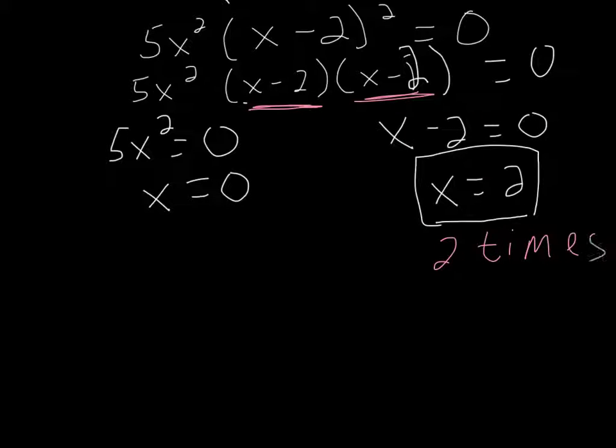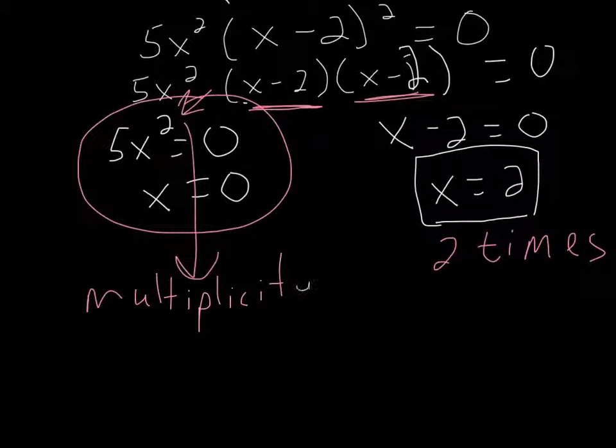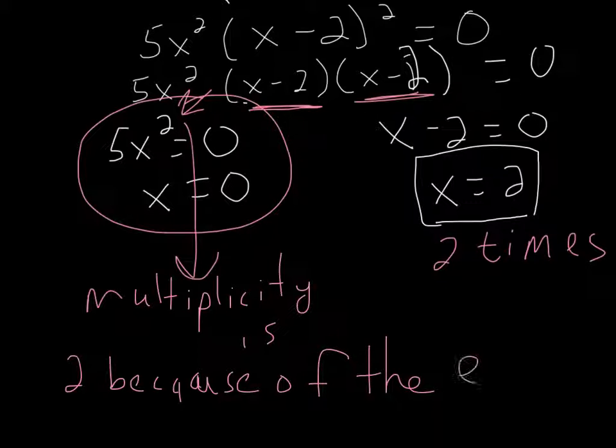Now this other thing I don't think anyone got. Actually, one person did. I can't remember who. What's the multiplicity of 0? The multiplicity of 2 is 2 because it is squared. So the multiplicity is 2 because of the exponent. All right, any questions?